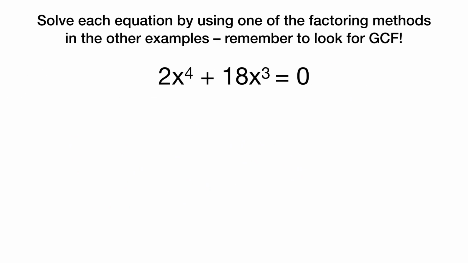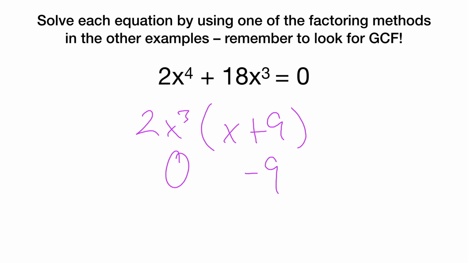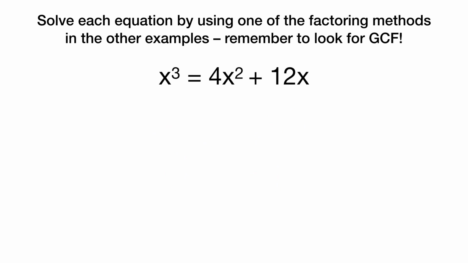All right. Now we're going to do these just to make sure that we understand. Solve each equation by using one of the other factoring methods in the other examples, and remember to look for the greatest common factor. So greatest common factor between 2x to the fourth and 18x cubed. Well, there appears to be at least an x cubed, and 2 and 18 both have a common factor of 2. So this becomes 2x cubed times x plus 9. Meaning our two zeros are 0 and -9. Simple.